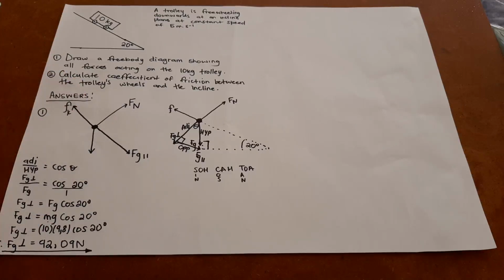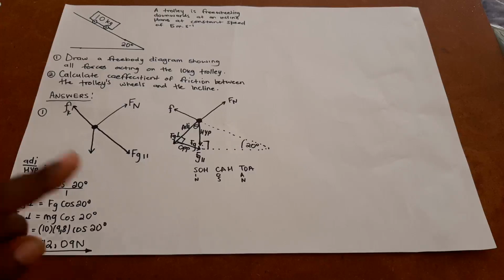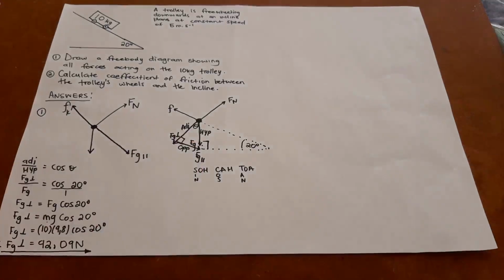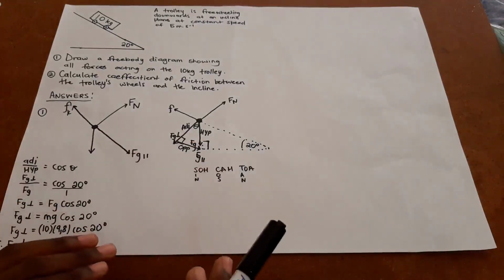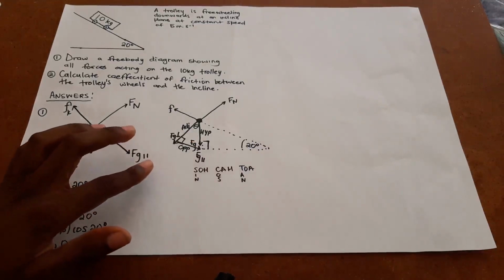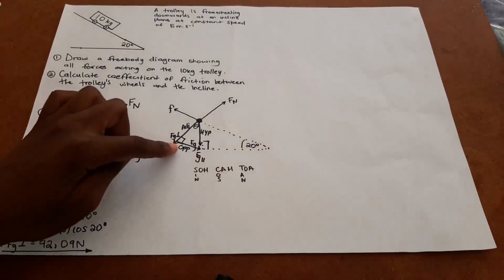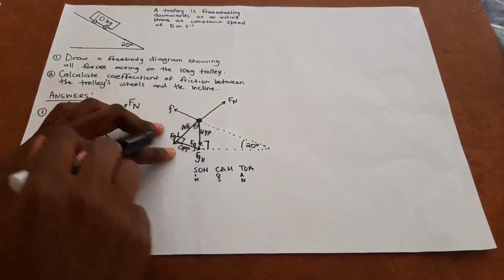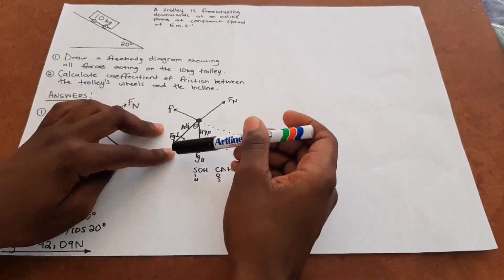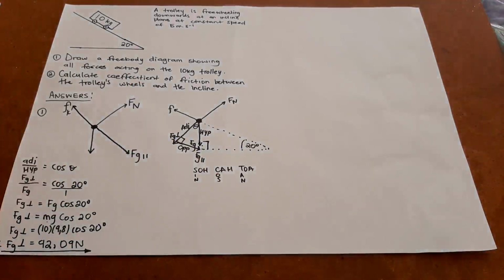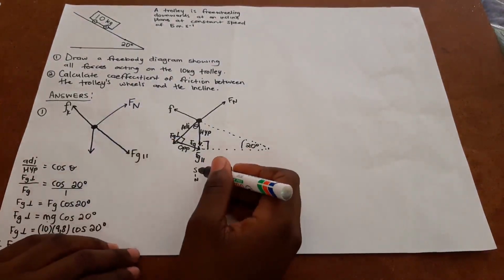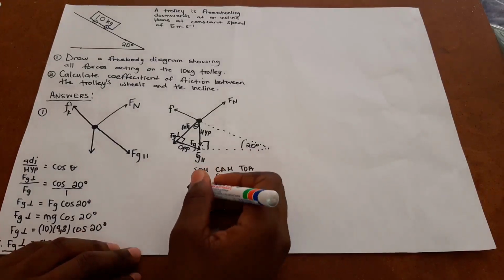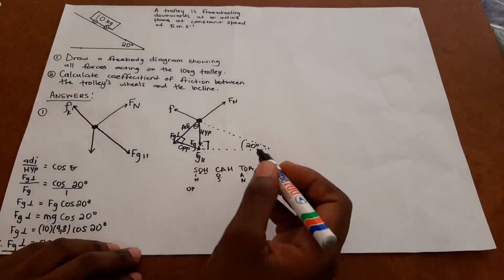Okay, so now let's go and find FG parallel, our last component. FG parallel, you can see, is the opposite side, moving that way to this angle. So it's between opposite and the hypotenuse. Which trigonometric ratio involves the opposite and the hypotenuse? Opposite over hypotenuse, it's sine theta.